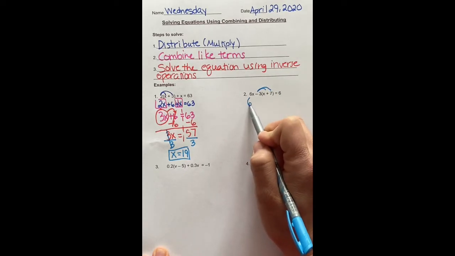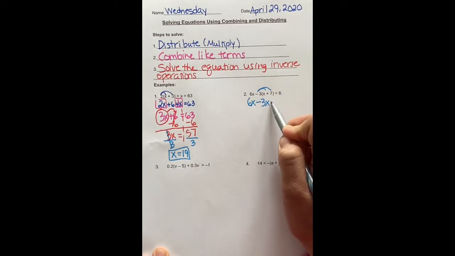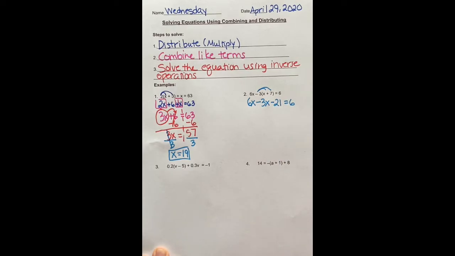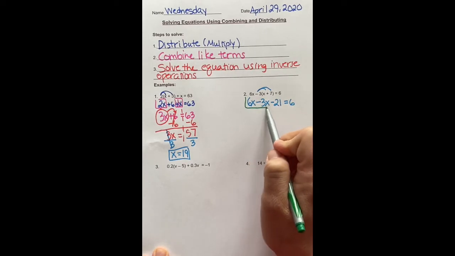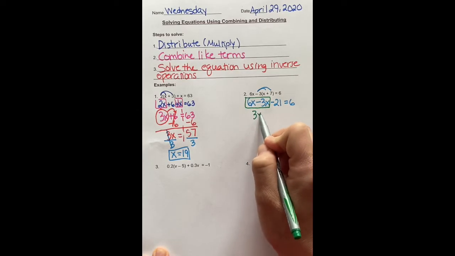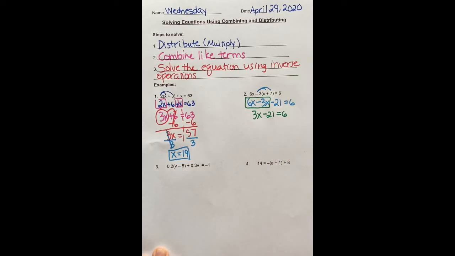So the 6x would get brought down. Negative 3 times x would be negative 3x. Negative 3 times 7 would be negative 21. And I bring down my equals 6. Now I have to combine like terms. So I have 6x minus 3x, which would give me 3x. Then I bring down minus 21 is equal to 6.